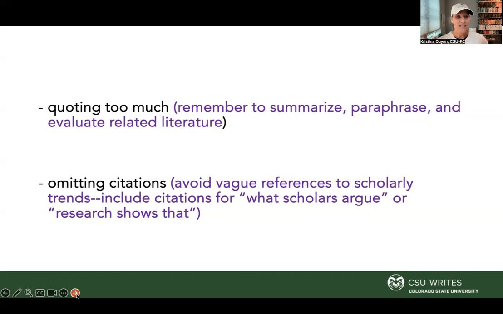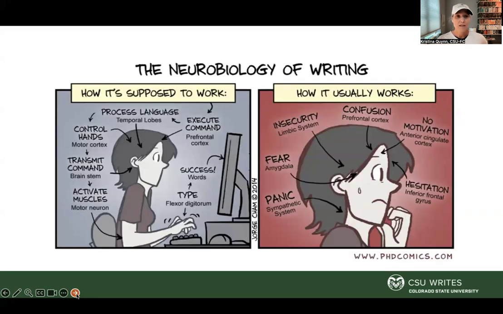Omitting citations, this is another place where folks get stuck sometimes. If you just state it broadly and you don't fully cite it, and avoid those kind of vague references like what scholars argue or research shows. You want to make sure that you include who has said what to demonstrate the context of the field. Otherwise, again, you risk being charged with sloppy research practices, and it could also come back and haunt you later on.